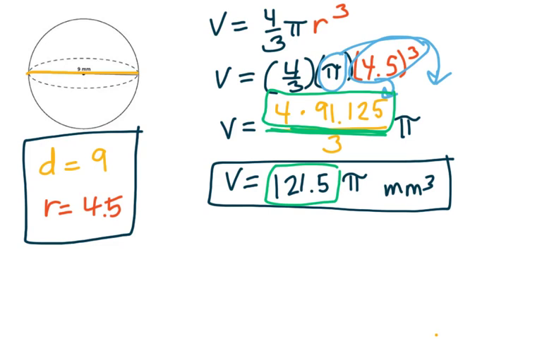Keep in mind, what I have here is 121.5 pi. Don't lose your pi. It's not your label. It's part of your value. So you have 121.5 pi millimeters cubed. That is the volume of this sphere, the one that's shown in the picture.